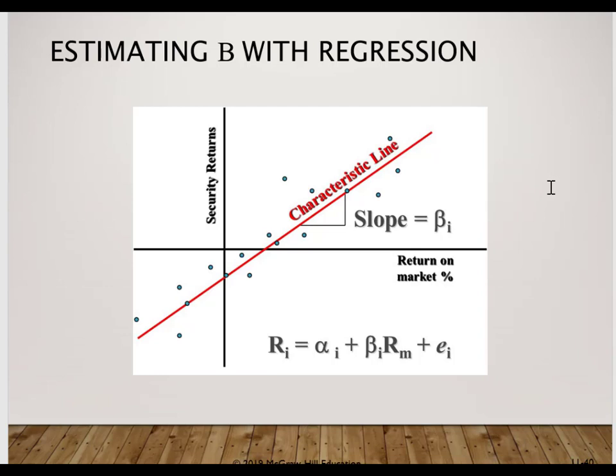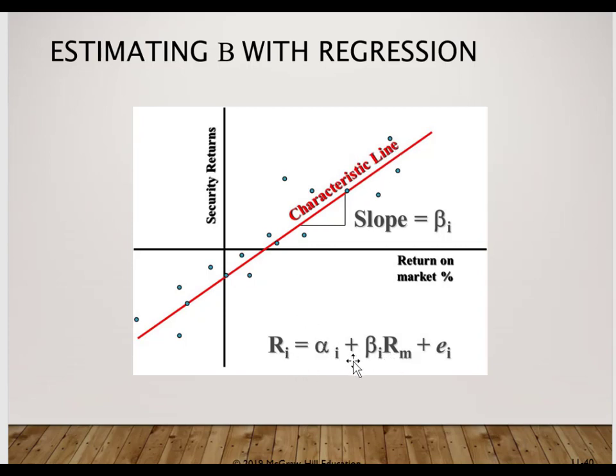So how can we calculate beta, or how is it calculated? We have a formula. We'll see the formula again here in a second. But beta is a characteristic line. If you look at these dots, they represent security returns and market returns, actually excess returns to be exactly correct. This characteristic line, the slope here, is beta.